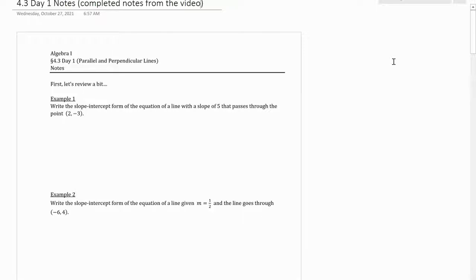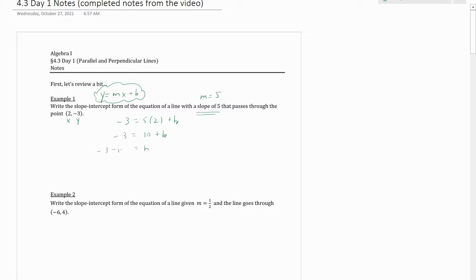First part today, reviewing. Write the slope-intercept form of the equation of a line. Okay, so we're trying to get this. So read the question, figure out what they want. Slope of 5. That's telling me the m. Here's an x, here's a y. So I'm just going to plug in there. The y, -3, the m is 5, the x is 2. We're hunting for b.